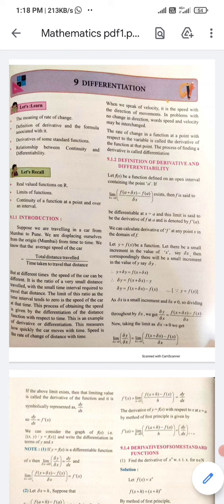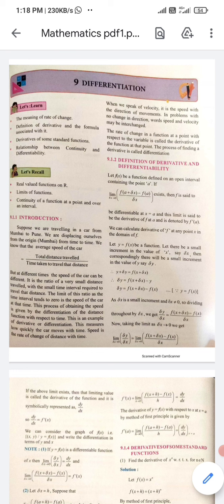Next, the limit: f(x) = tan x, so f(x+h) = tan(x+h). f'(x) = limit h tends to 0 of [f(x+h) - f(x)] / h. Substituting, that is [tan(x+h) - tan x] / h.